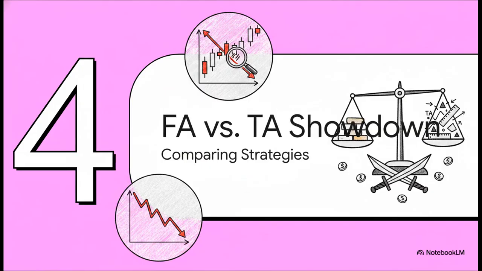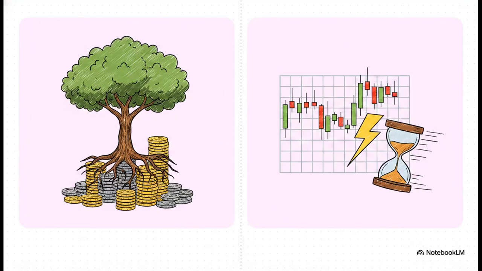Which brings us to Section 4, FA versus TA, the showdown. So the crucial point is this. They answer two completely different questions. Fundamental analysis focuses on real value for long-term investors, asking, is this coin even worth buying? Meanwhile, technical analysis focuses on price charts for short to medium-term traders, asking, when exactly should I buy or sell? Amateurs usually feel like they have to pick a side, but the pros recognize that these are just two halves of the exact same trade.